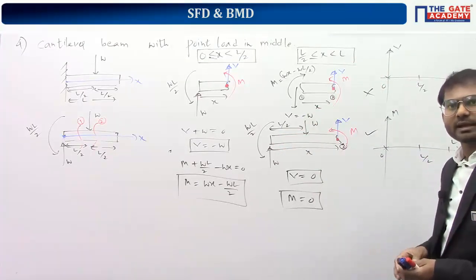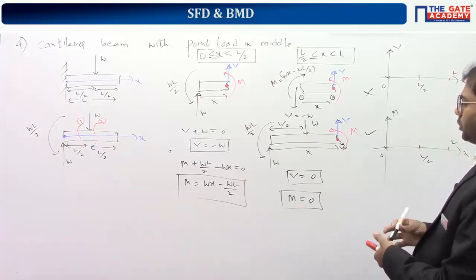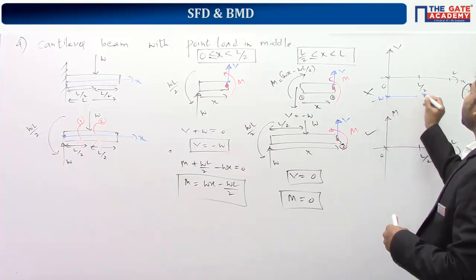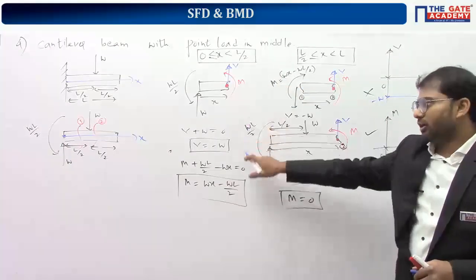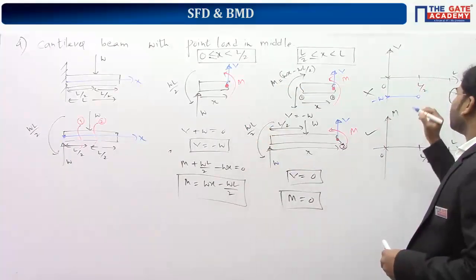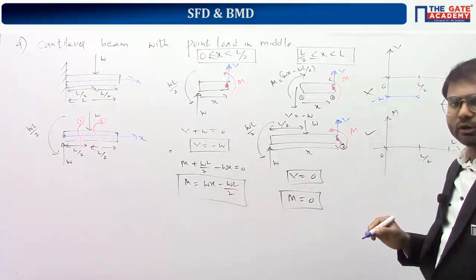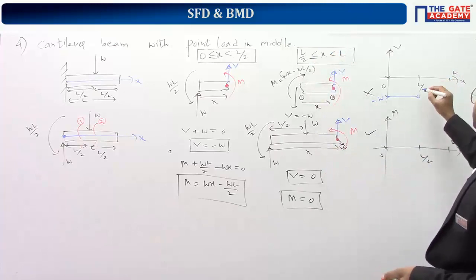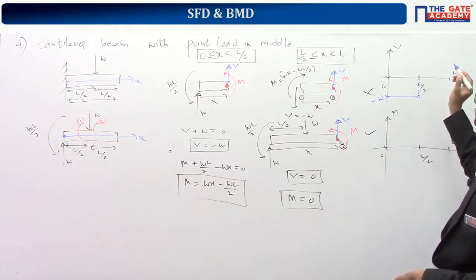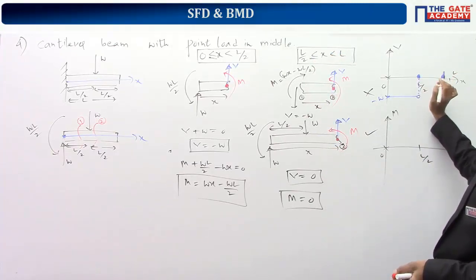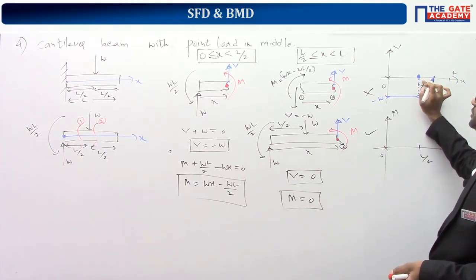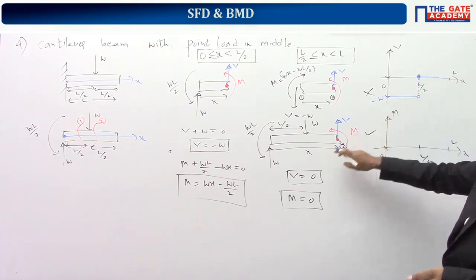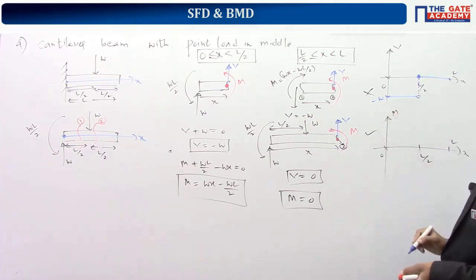So let's plot the diagram here. From 0 to L by 2, it is equal to minus W, a straight line like this. But X is equal to L by 2 is not included, so I am putting an open circle. From X is L by 2 to L, it is equal to 0. So the function has a discontinuity. The value of shear force at X is equal to L by 2 is 0, and at X is equal to L it stays 0 itself. So it is a horizontal line like this.